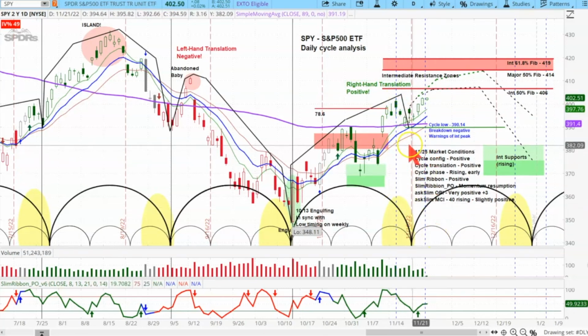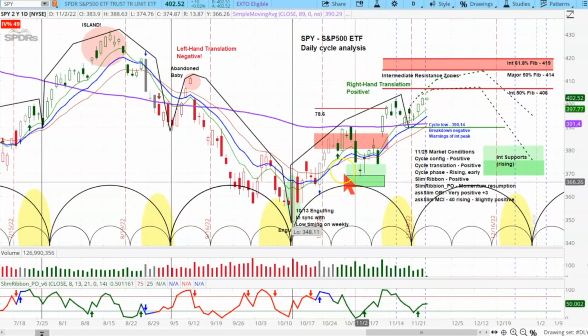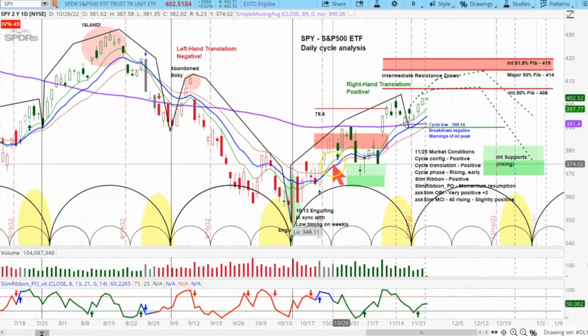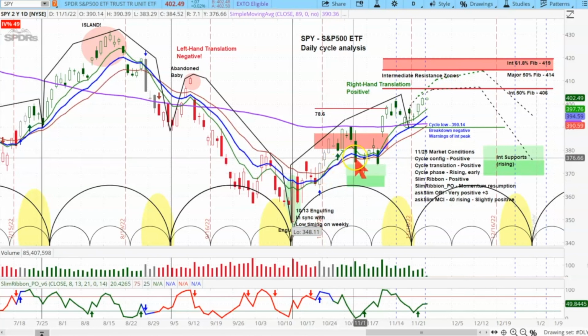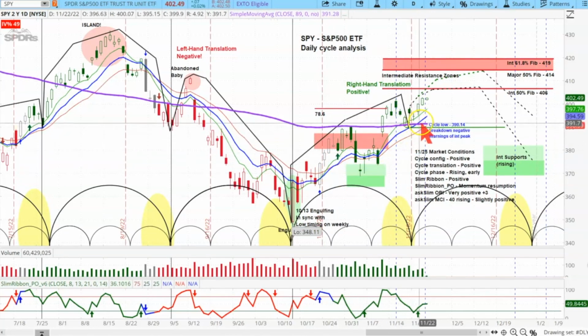The low made right in the middle as where we expected, and then the market moving up again. The slim ribbon right over here turned positive right up over here, and then stayed positive through this little dip right there and has given you indications that the energies were still strong on the upside. That is what made this right-hand translation.